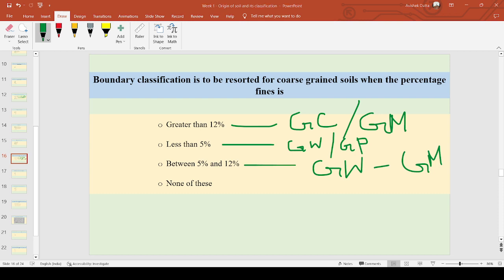That is something very important to know for the classification system as per the Indian standard. Boundary classification means you have to incorporate both the percentage of fines, the type of soil, and the gradation of soil, well graded, poorly graded, uniformly graded. That is when the percentage of fines lies between 5% and 12%. So this is the right answer.